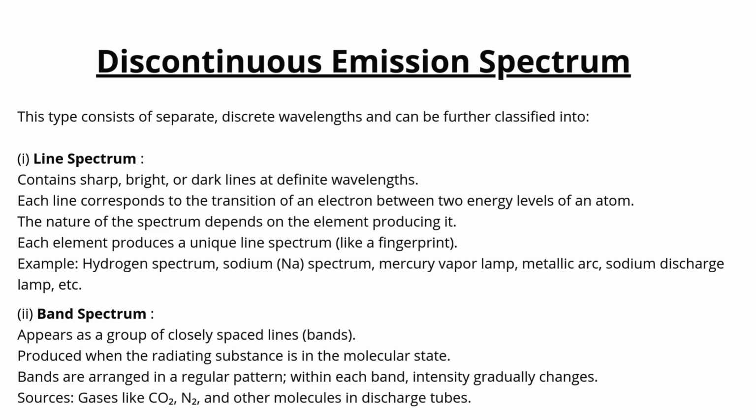II. Band spectrum. Appears as a group of closely spaced lines, bands. Produced when the radiating substance is in the molecular state. Bands are arranged in a regular pattern. Within each band, intensity gradually changes. Sources: gases like CO, N, and other molecules in discharge tubes.